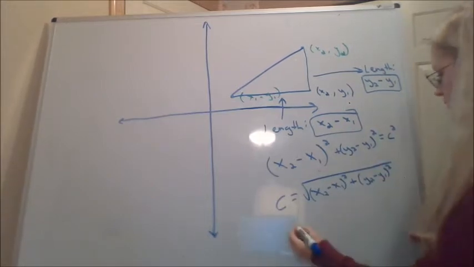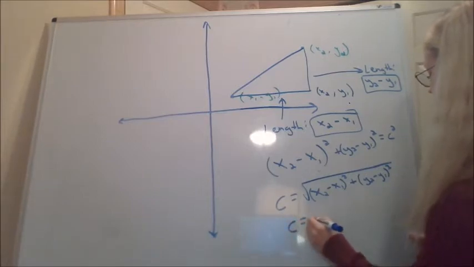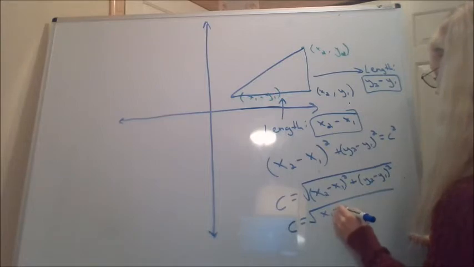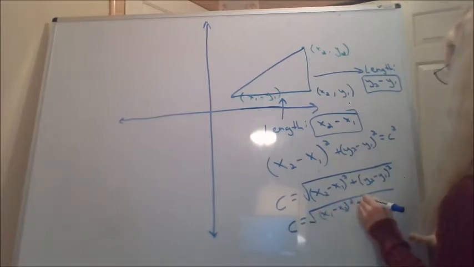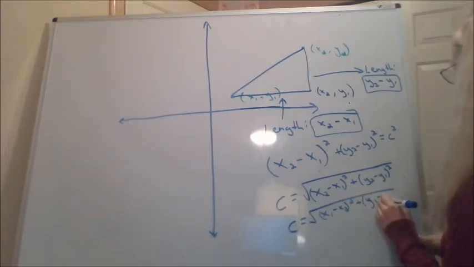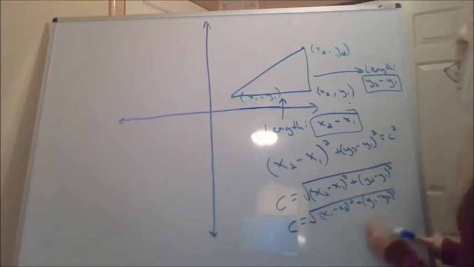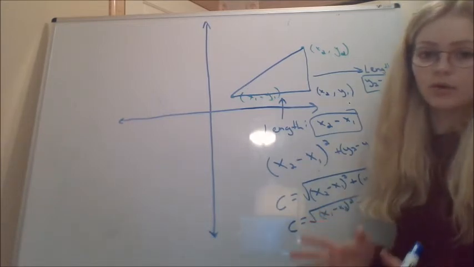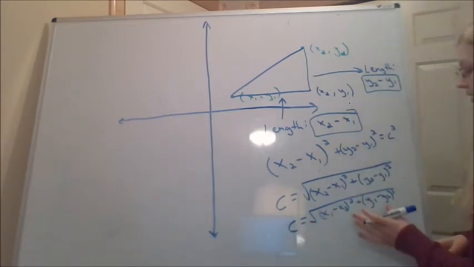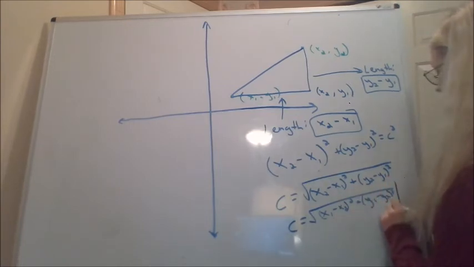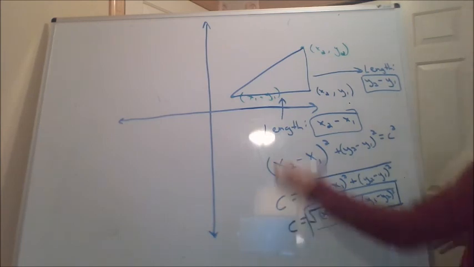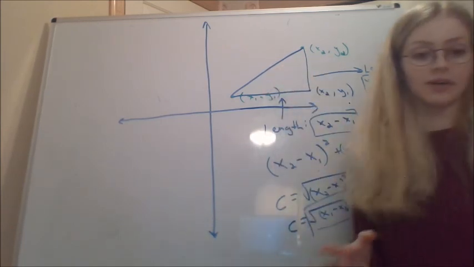Another variation of this would also be c equals the square root of x1 minus x2 squared plus the quantity y1 minus y2 squared. They're both the same thing. This is because when you square something, the negatives go away. So anyway, this would be the distance between our 2 points, since it is the hypotenuse here. So that's how you find the distance.